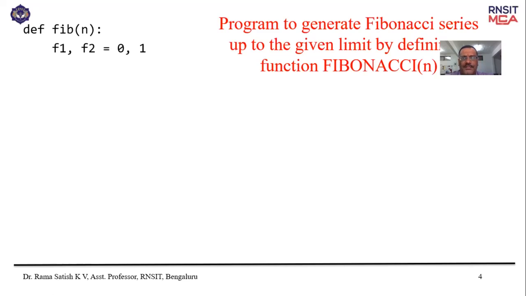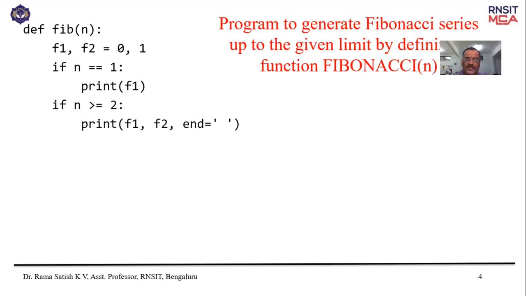So the first Fibonacci number is 0. The second Fibonacci number is 1. Next, if the n value is only 1, you display only F1. If the n value is greater than or equal to 2, display F1 and F2. At the end, don't print a new line character, otherwise the next series number will come in the next line. Instead of that, you can print a space.